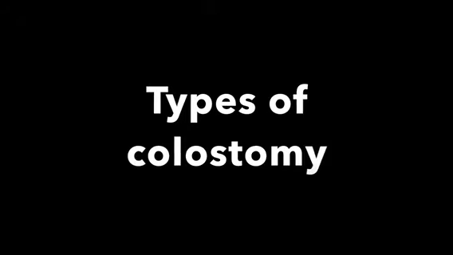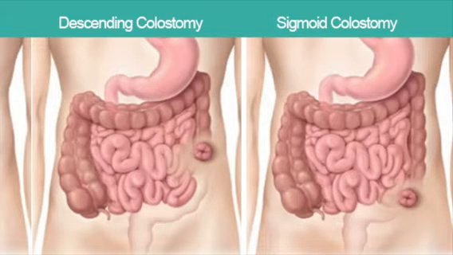Now we're going to go into the types of colostomy. The first type would be descending and sigmoid. The sigmoid colostomy is the most common type and is located in the bottom part of the large intestine. This would move waste to the rectum, and sigmoid colostomies produce stool that is more solid and regular than other colostomies. Then you have the descending colostomy, which takes waste down the left side of the abdomen, and the stool is usually firm because it's moved through the working parts of the colon.